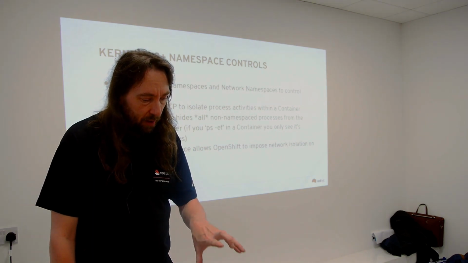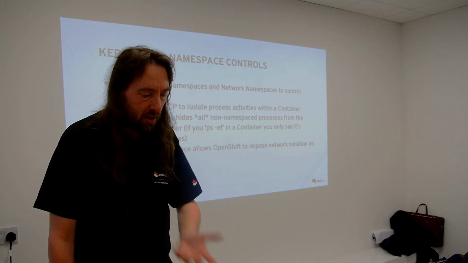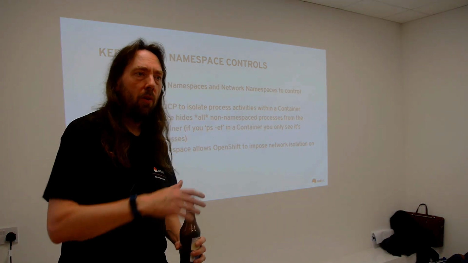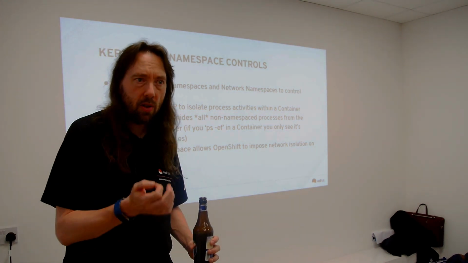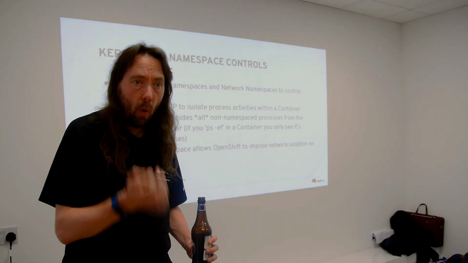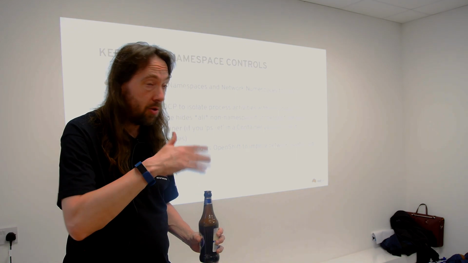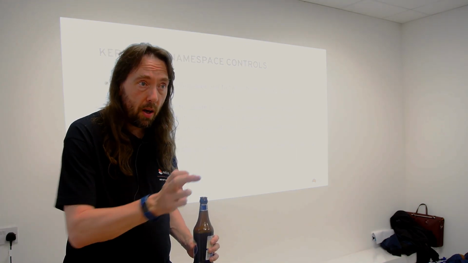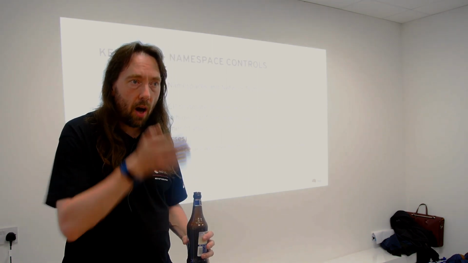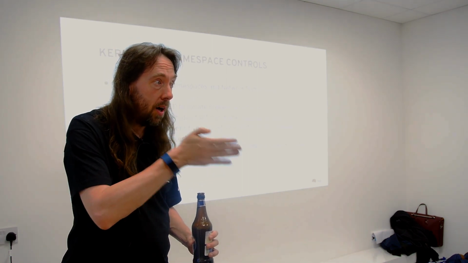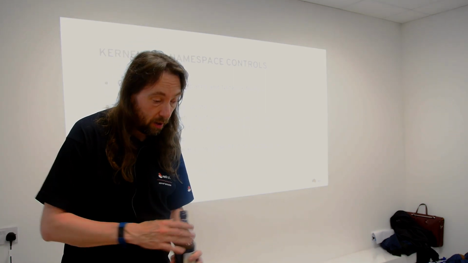So these allow OpenShift itself to isolate process activities within the container. The PID namespace hides all non-namespace processes from the running container. If you log on to a Linux system and do a ps -ef as root, you see every process running on that Linux system. Now what we do with the containers themselves, or what you should do if you're running Kubernetes and you use these kind of security approaches, is we lock the PID. So when that container runs, it only sees the processes that are of its own process ID. So it doesn't see the system processes, so you can't kill other people's containers, basically.